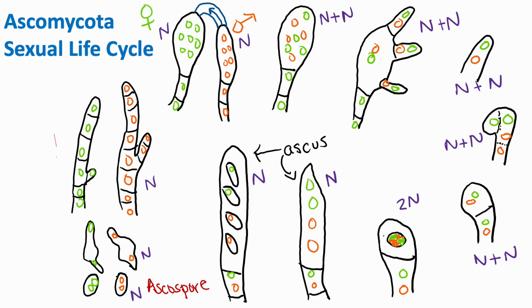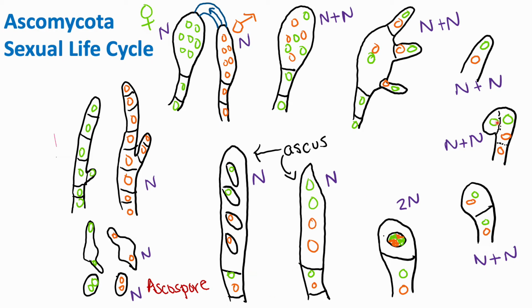But now we have a problem. We need our hyphae to be n plus n. But if we take a look over here, we have n plus n. We have green and orange. But over here, we only have green, and over here, we only have orange. How do we fix this problem? We need to be n plus n.